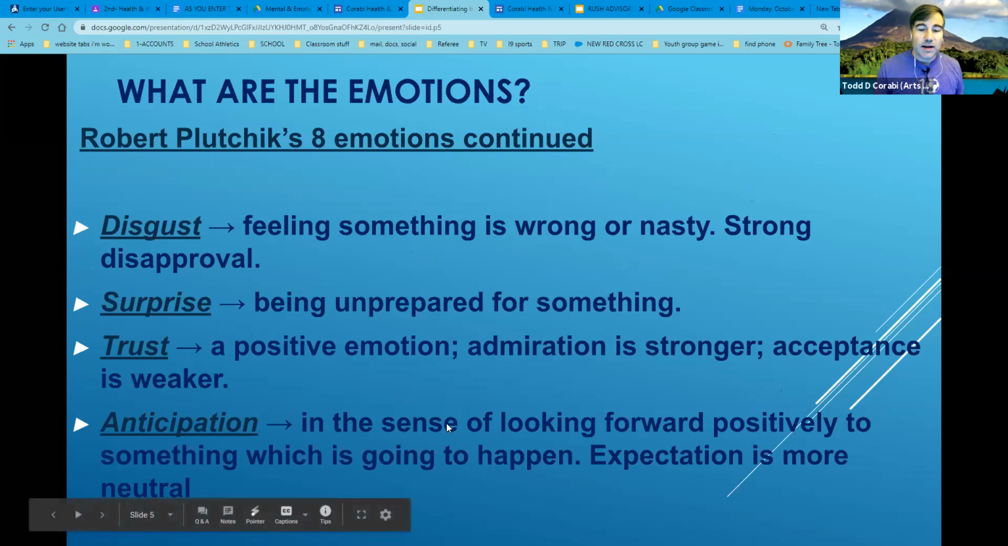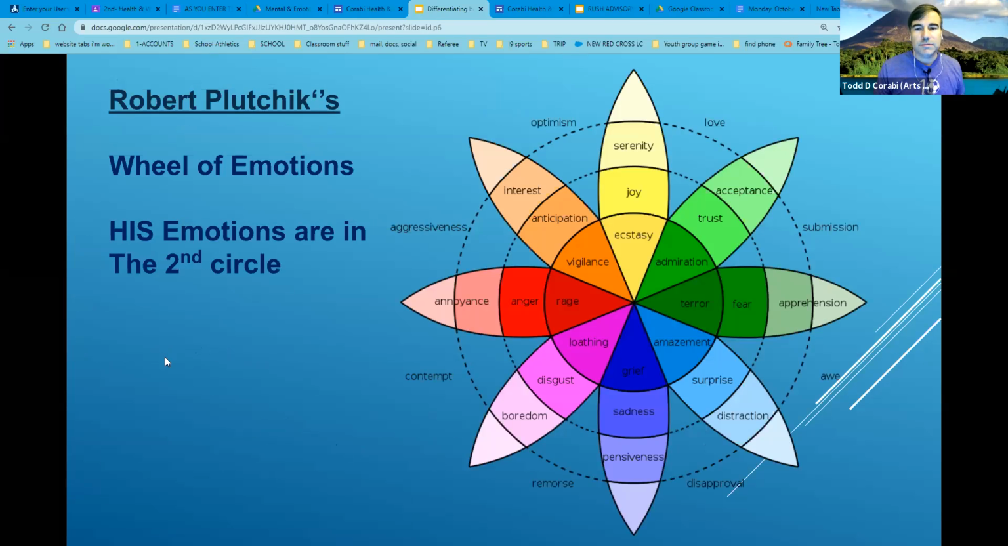And I'd like to point out that Mr. Plutchik does say a positive emotion for trust, but remember, all emotions and feelings can be positive or negative, because even the ones that we deem as negative can cause change for the benefit, if that's the case.